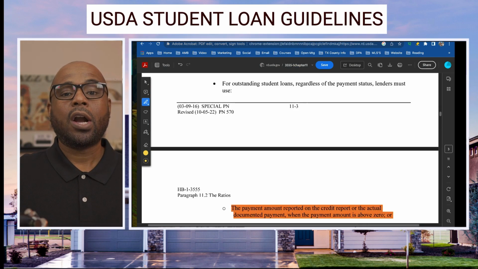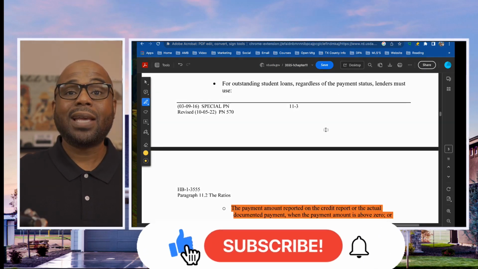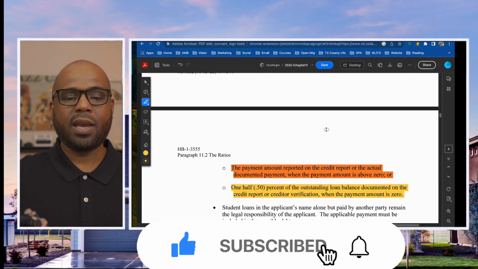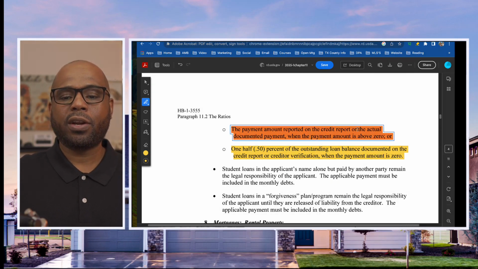So going over to USDA. Again, guys, let me stress, for outstanding student loans, regardless of the payment status, we as lenders must calculate a payment. So for USDA, the payment amount reported on the credit report or the actual documented payment when the payment amount is above zero.